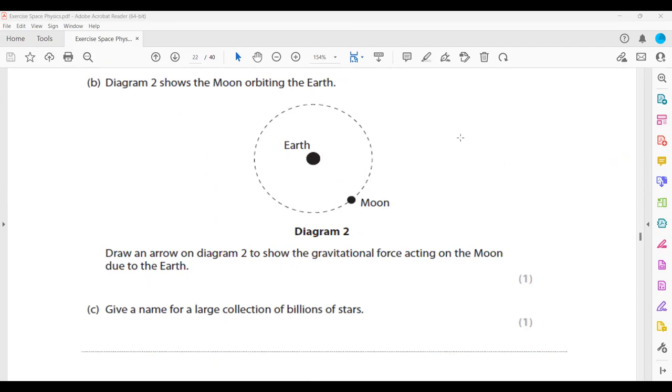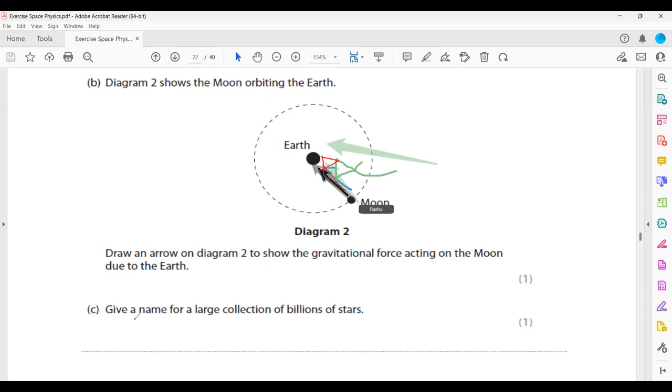The diagram 2 shows a moon orbiting the Earth, as you can see. Draw an arrow on the diagram to show the gravitational force of attraction acting on the moon due to Earth. You can use the screen annotation to complete. Draw an arrow to show the direction of the force acting on the moon. The arrow must start from the moon and be directed towards Earth.